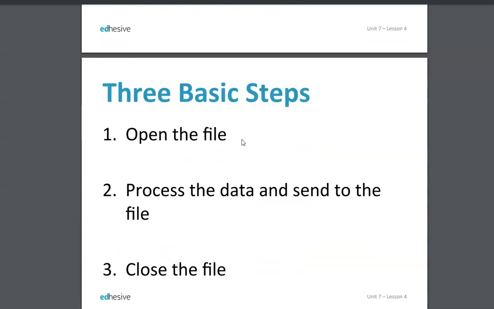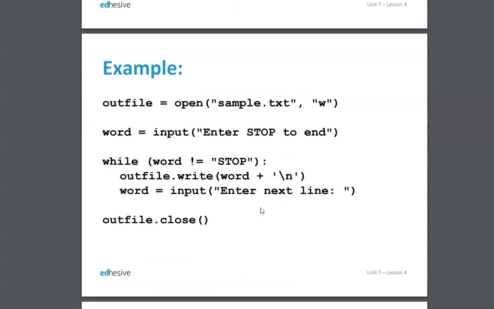Again, it's the same three basic steps. We're going to open the file, we're going to process the data, but now we're going to send the data to the file instead of reading from it, and then close the file. The format is very, very similar. We create an output file. When this is created, it creates a brand new file and overwrites everything that was already there.